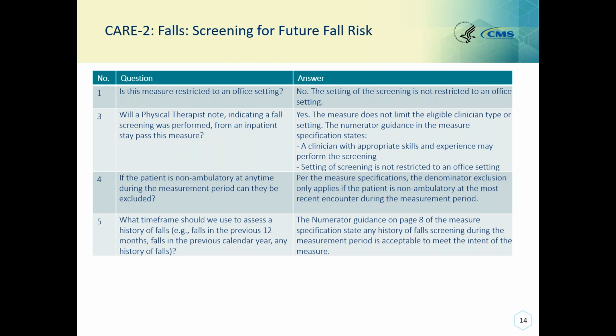Next question, if the patient is non-ambulatory at any time during the measurement period, can they be excluded? Per the measure specifications, the denominator exclusion only applies if the patient is non-ambulatory at the most recent encounter during the measurement period. And next question is, what time frame should we use to assess a history of falls? Example, falls in the previous 12 months, falls in the previous calendar year, any history of falls. The numerator guidance on page 8 of the measure specification states any history of falls screening during the measurement period is acceptable to meet the intent of the measure.